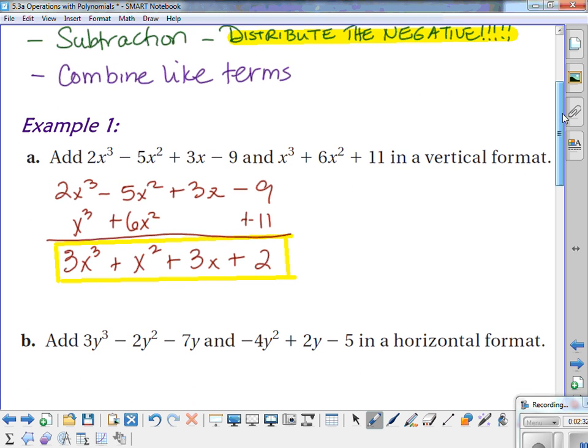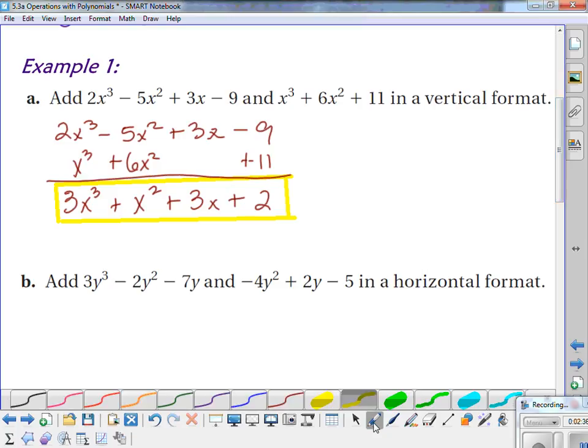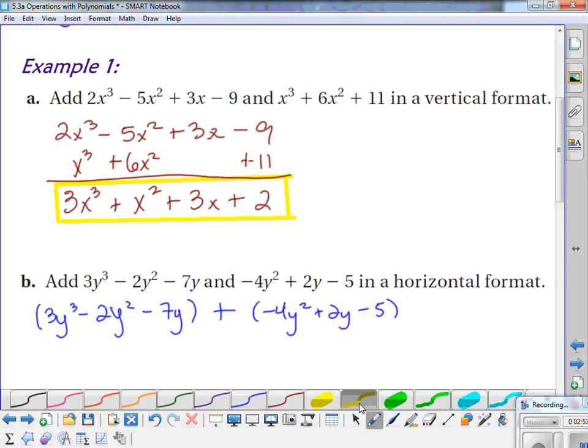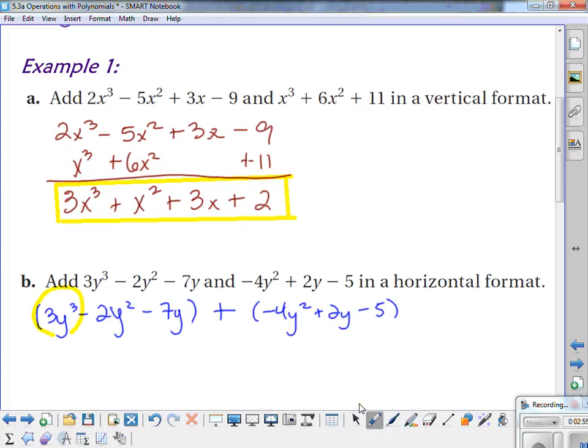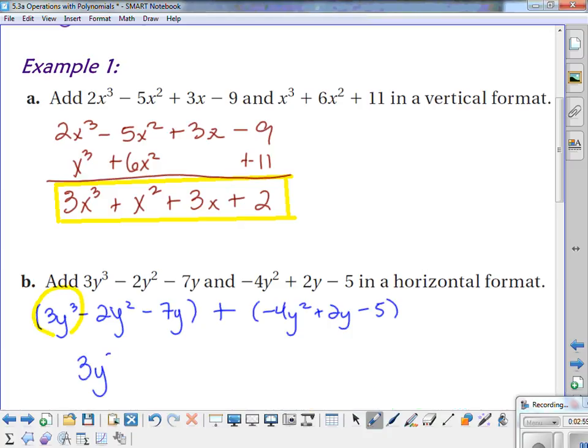And then if I want to do it horizontal, that's probably the way you're more used to seeing it. It just means you're taking 3y cubed minus 2y squared minus 7y, and you're adding it to negative 4y squared plus 2y minus 5. So if I'm doing it horizontally, I'm just looking for like terms. So that's my only y cubed, right? So we get 3y cubed.